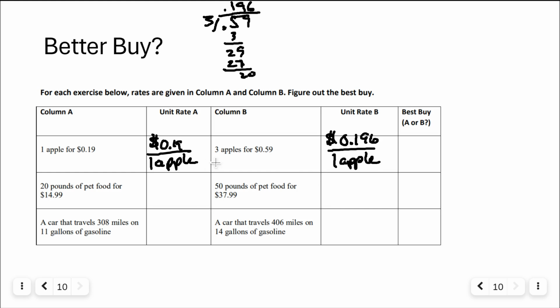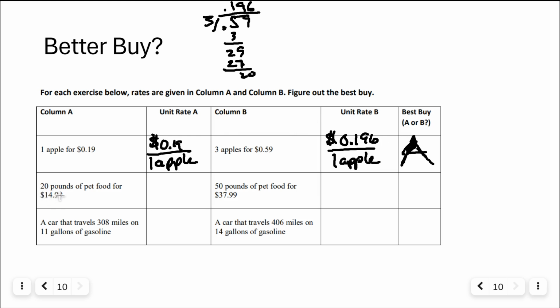So which is the better buy? Choice A. That's one way to do it. The other way you could do it is, if you know it's 19 cents for 1 apple, how much would it cost you for 3 of these apples? We'll just do 0.19 times 3 and compare that answer to 59 cents. Whichever one's cheaper is the better buy.